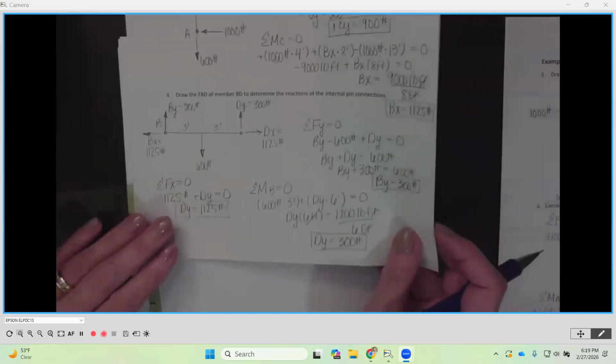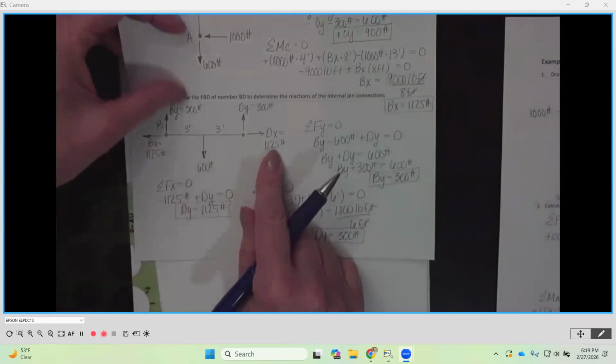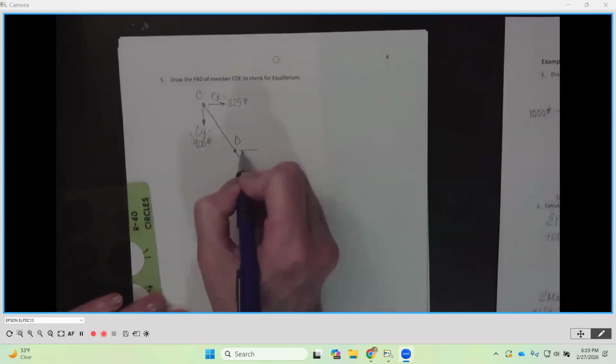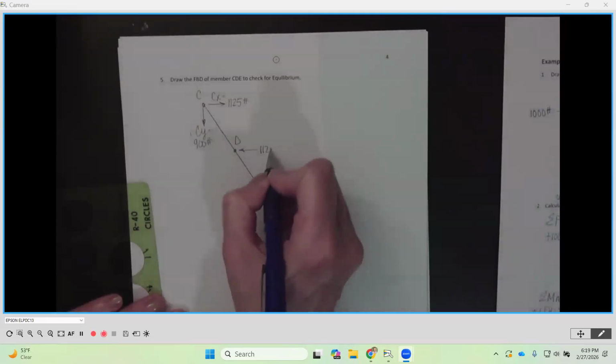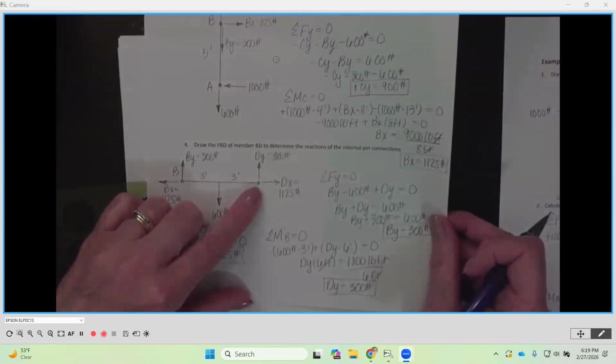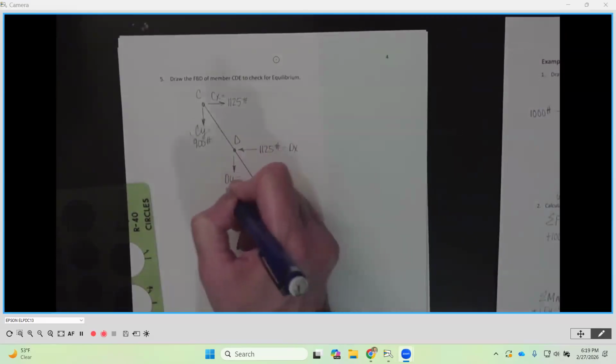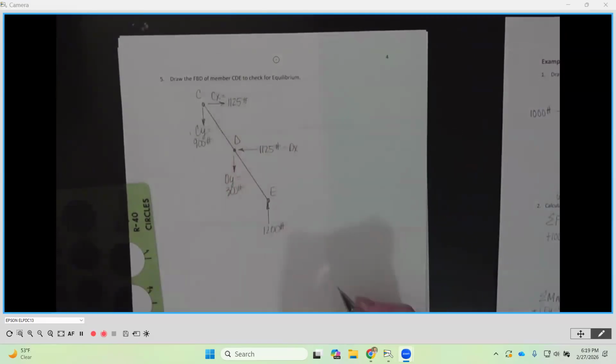Then we're going to go to D. D was this member down here. We had DX going to the right, 1125. So we're going to switch that direction. It's going to go to the left, 1125 pounds. And that's DX. And then our Y direction on that member was going up. It was 300 pounds. So it needs to go down. DY is equal to 300 pounds.